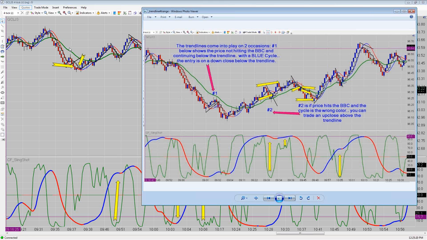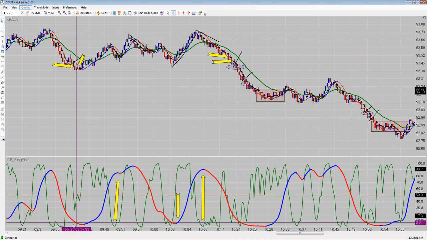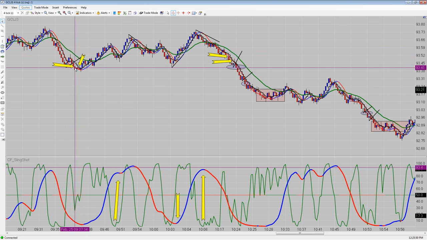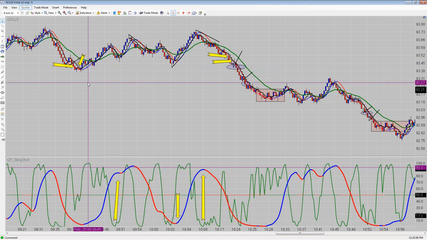Now those reasons can happen individually or at the same time. They often happen at the same time. In this particular case, on the down close below the trend line, the color of the cycle was right. But we had so much momentum on this move down that it didn't pull all the way back up and hit the BBC. Normally we would be looking for it to pull all the way back up and test the BBC, and give us a down close. In this case, it didn't pull back up there, so we were looking for a down close below the trend line that I drew. We got the down close below the trend line. Once it closed below the MA1, I moved my stop to break even, and I got out at break even.